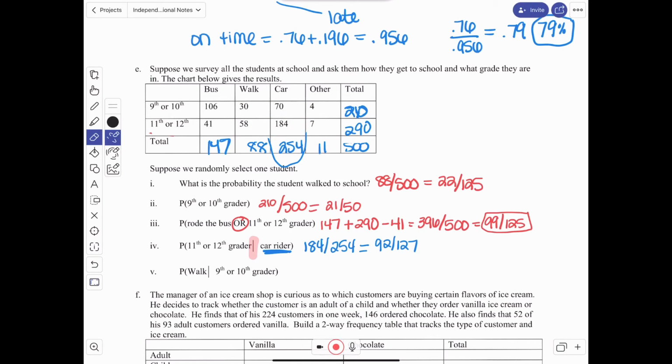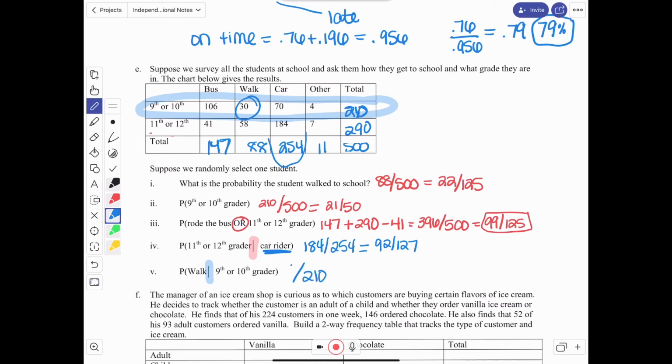All right, so we'll do the same thing for the next one. It's got the given here. So 9th or 10th grader. That means you're focusing on this row here, so your bottom number is going to be 210. We're looking at the Walker portion, so 30 out of 210, and that's going to reduce to 1/7. Okay, so that's how to read a two-way table.